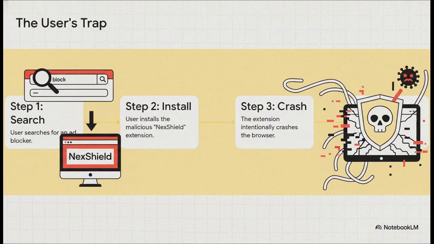This is just a brilliant 4-step trap. First, the user looks for an ad blocker. They find and install this thing called NexShield. Then, and this is the key part, the extension intentionally crashes their browser. It creates the problem. Why? So it can then offer the solution, a fake fix, that tricks the user into running the real malware.